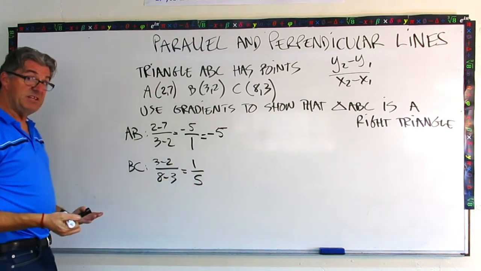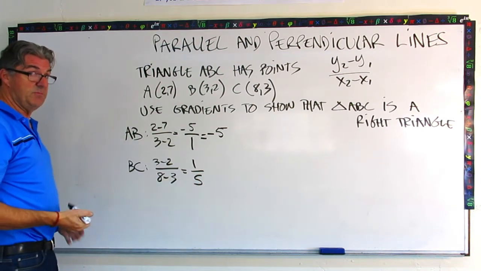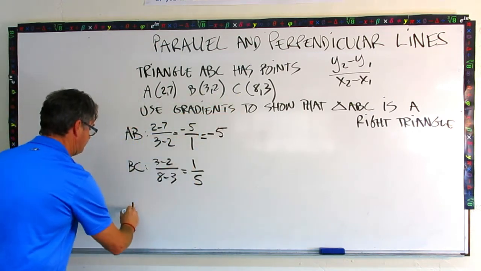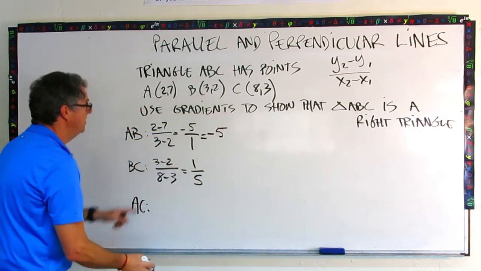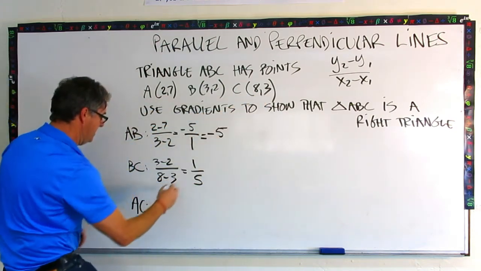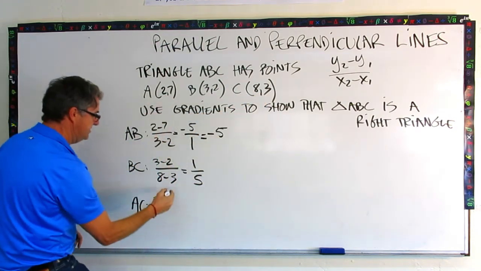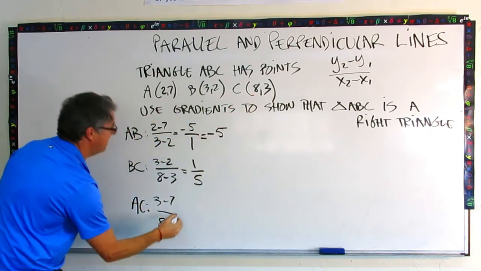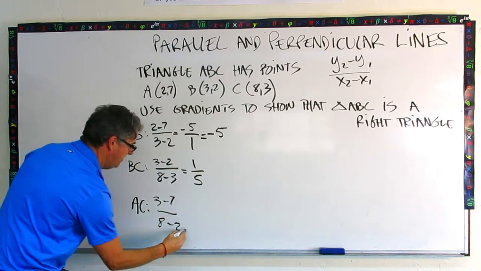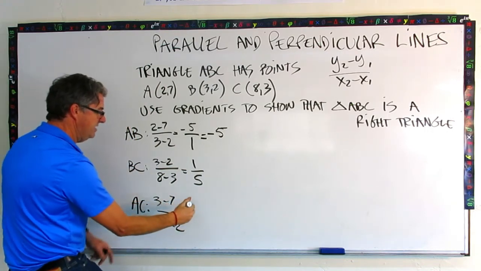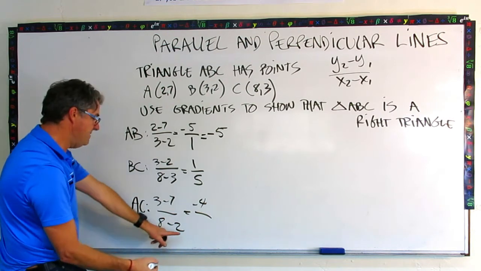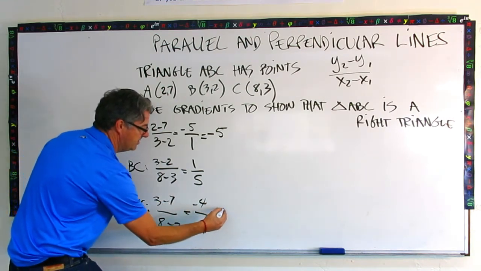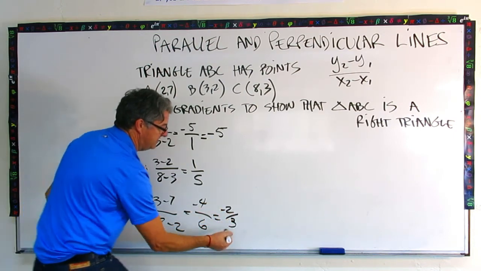Now you might already be seeing the answer to this problem, but I'd like to do one more slope calculation to be super thorough. So let's do AC. y2 is 3 minus y1, which is 7, over x2, which would be 8, minus x1, which is 2. 3 minus 7 is negative 4, and 8 minus 2 is 6. So minus 4 over 6, which reduces down to minus 2/3.